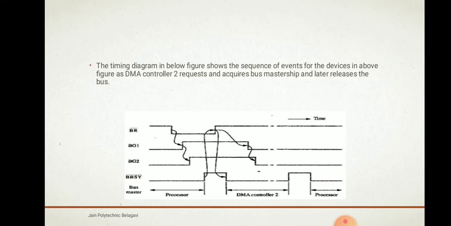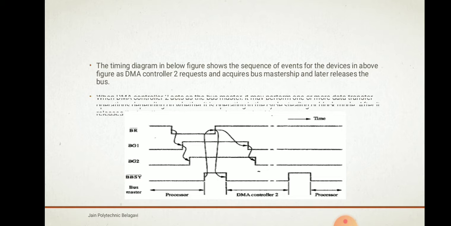So the processor, after getting a bus request, will send a BG1 signal, saying that the bus master is ready to forward the signal, as we have BG2 and BBSY. So there are three bus masters here: processor, DMA controller 2, and the processor. So this is how the timing diagram shows.